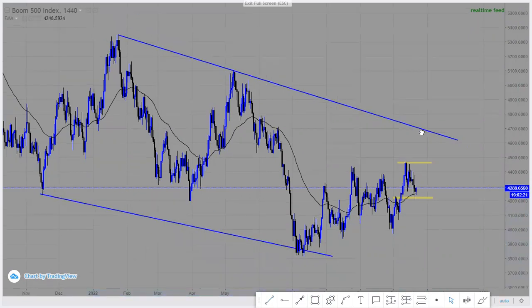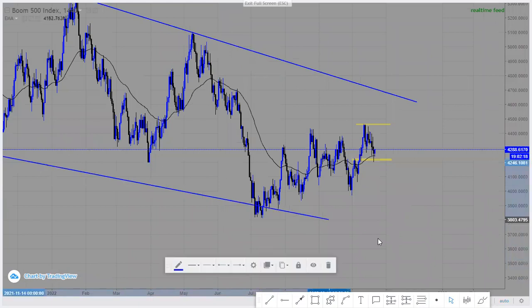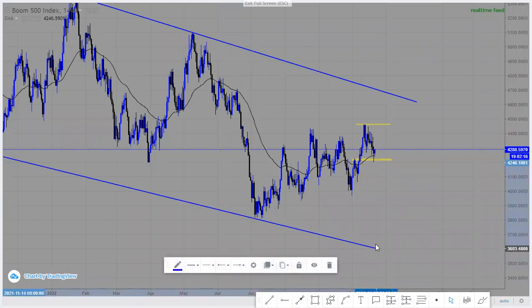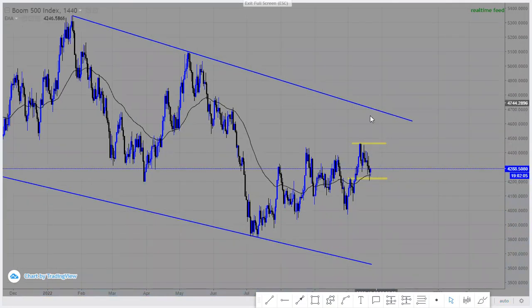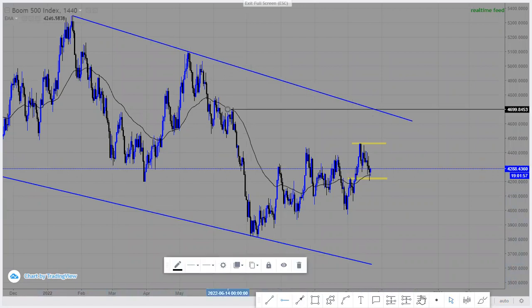Right, so this is also another structure that we're looking at according to the daily on Boom 500. You can see that this is an overall bearish channel. And obviously, right now, somewhere around these zones, these levels here, that's where we can buy up to. We can buy all the way maybe up to there before continuing to go down.